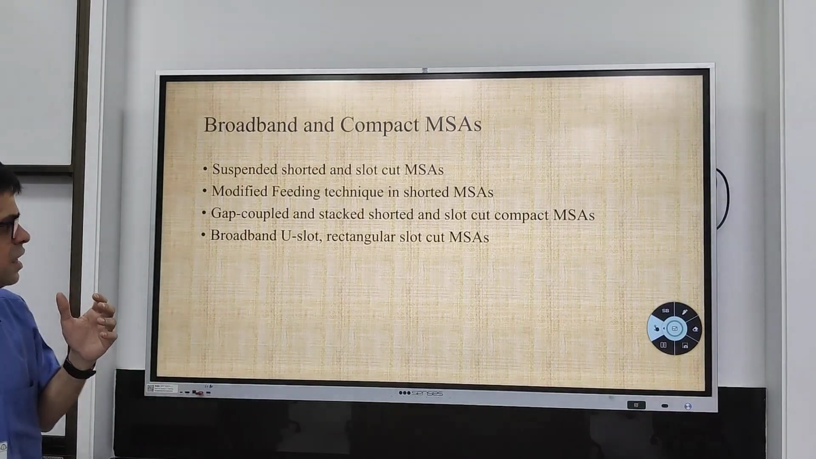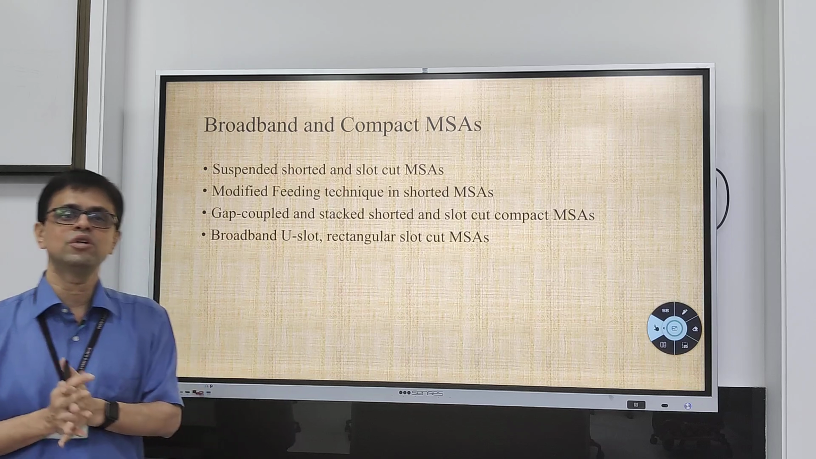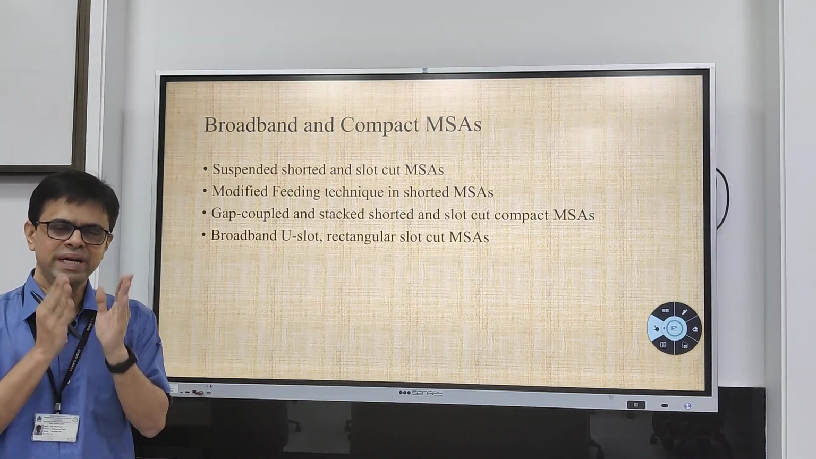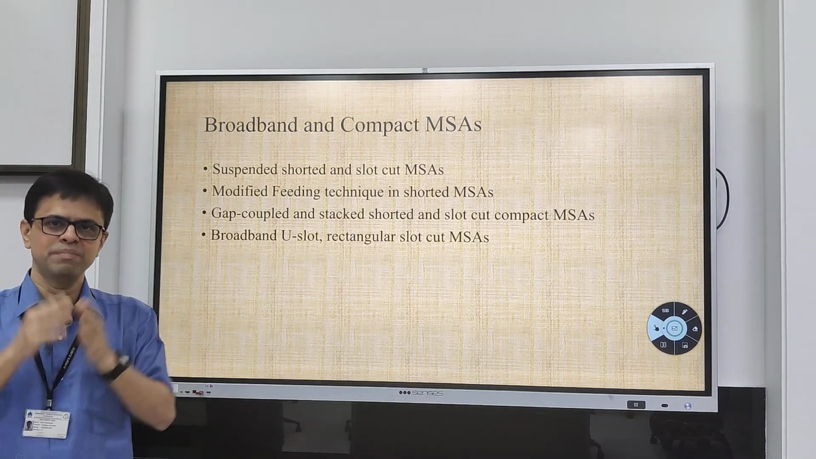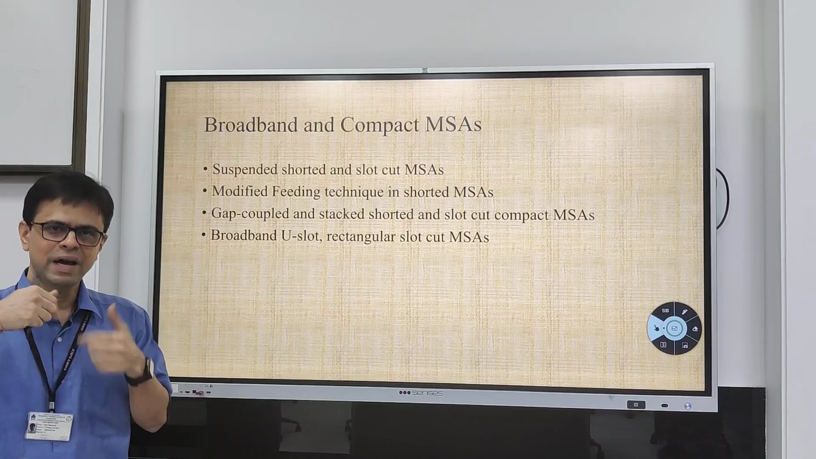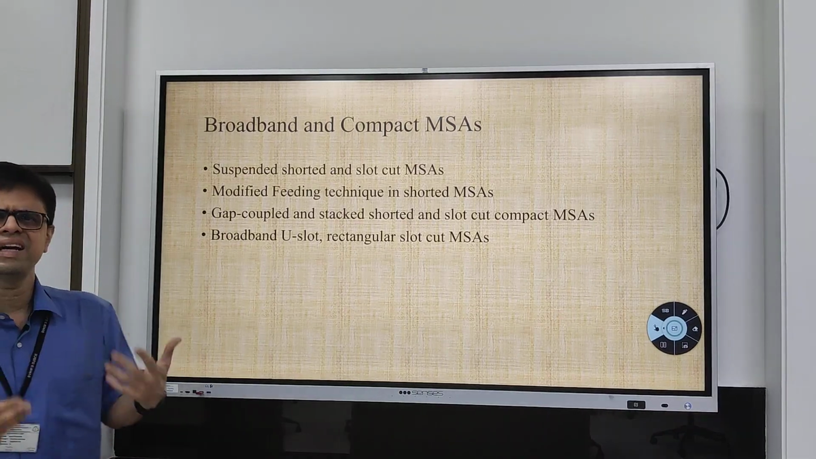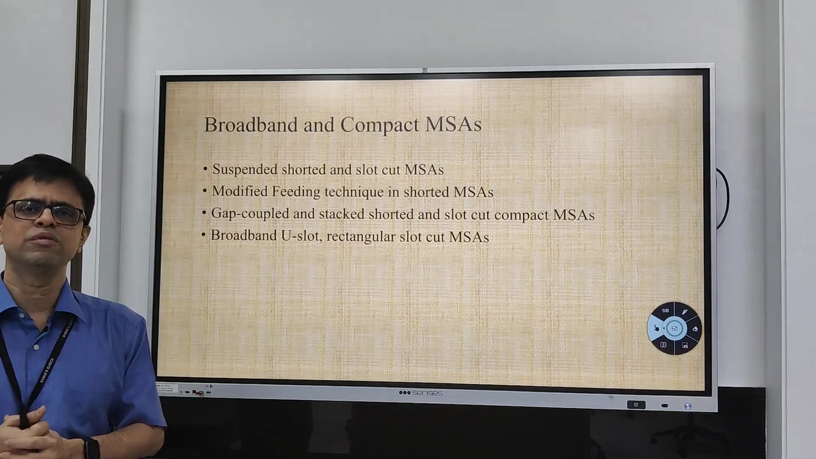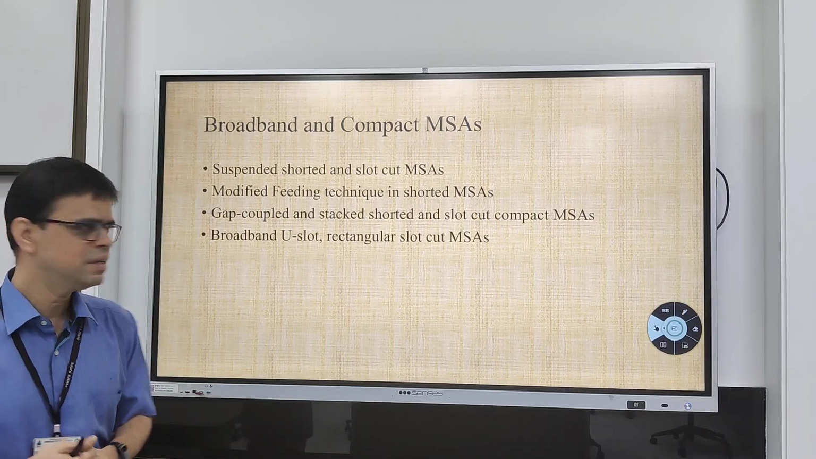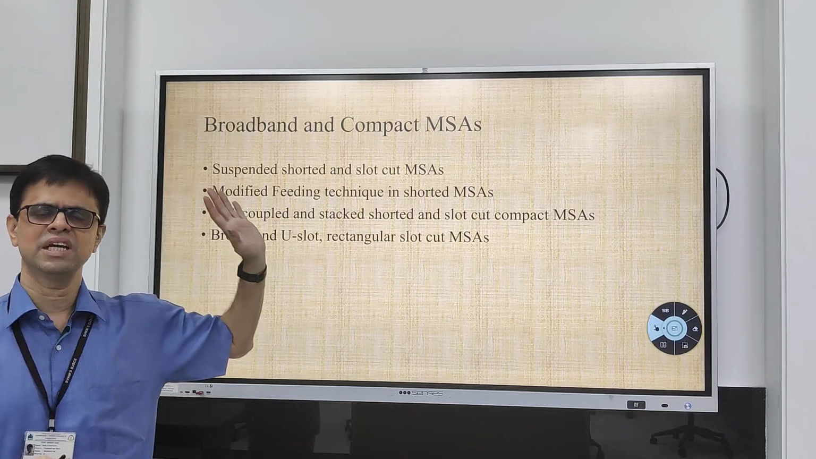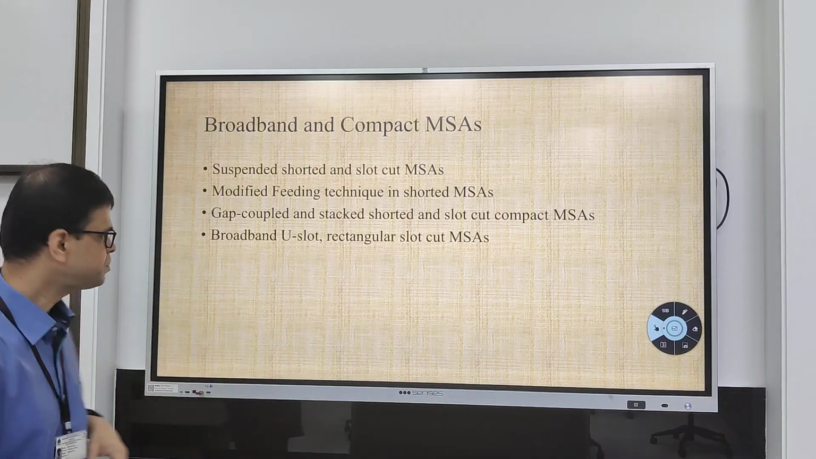Further, we will consider the widely used resonant slot cut techniques, which maintain the single patch configuration present in this compact design, but by embedding the slot, it increases the bandwidth. In fact, there are many techniques. I have just listed a few of those techniques to increase the MSA bandwidth, but actually speaking, there are many such techniques which are available.